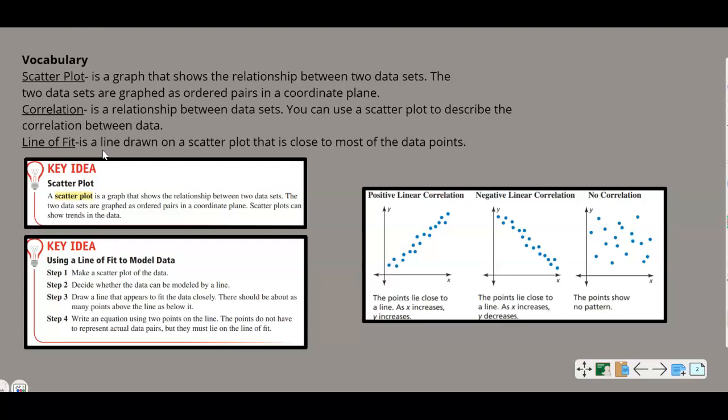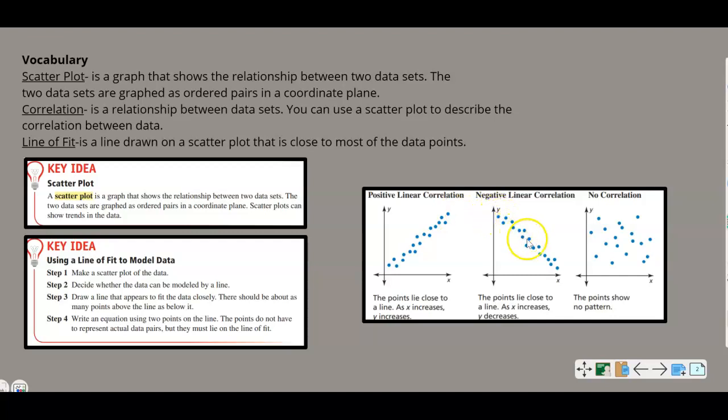All right, so talking about correlation, you can see in the graphs here, this is a positive linear correlation. If you look at the scatter plot, you can see all of these points trend upward. So the points lie close to a line as x increases. As x increases, y also increases. So what that means is that you could draw a line and it will have a positive slope for a linear equation.